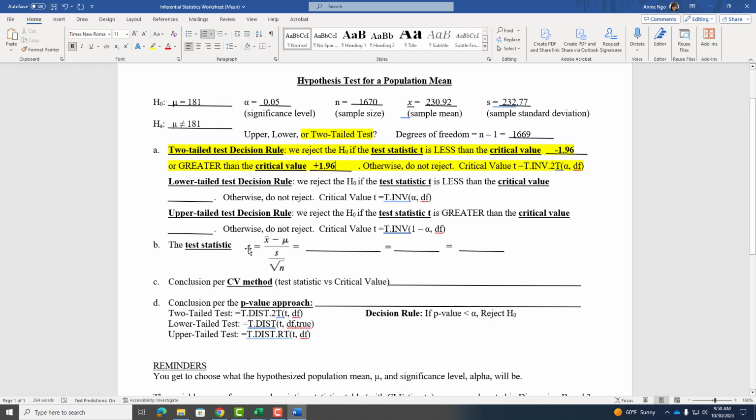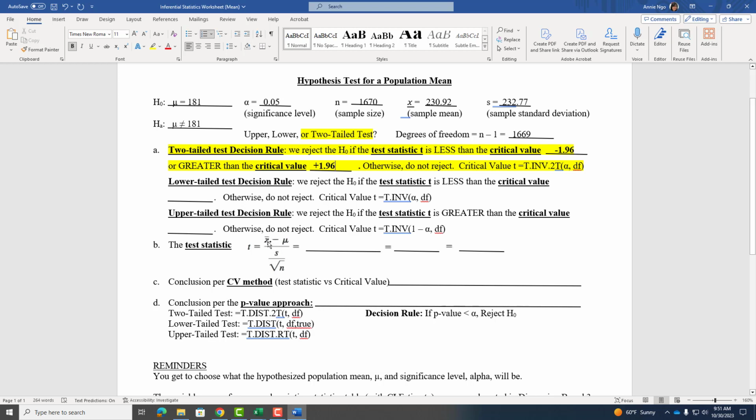Okay, now let's do part B. We need to calculate the test statistic. So recall a test statistic means I'm taking all my variables, I'm plugging it into some formula, and I'm turning it into something that I can test. So I always give the example of like cooking. You got to taste test your food. So you got to put all the ingredients together and cook it or bake it, and then try and taste it and see if it tastes good or not.